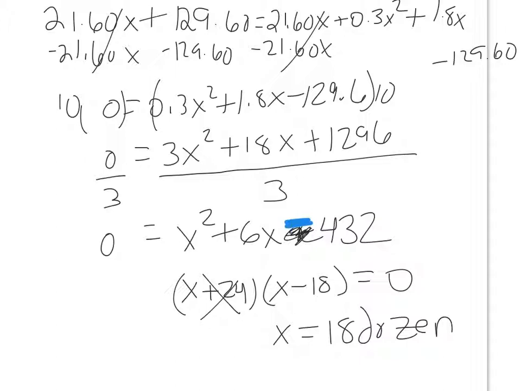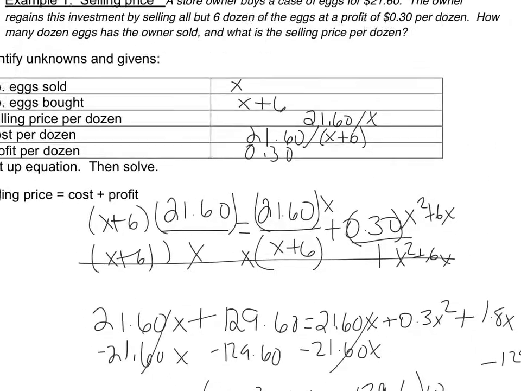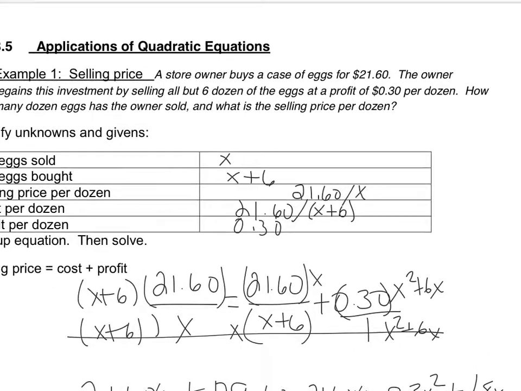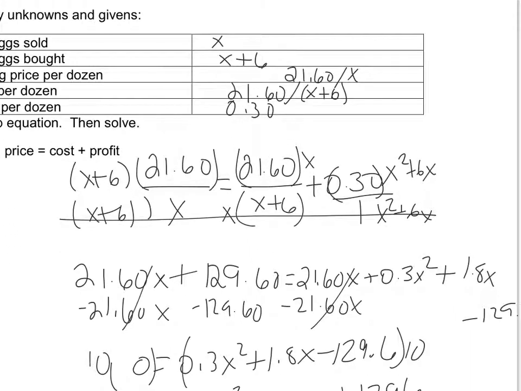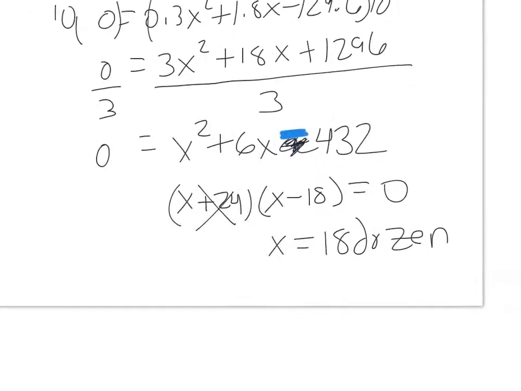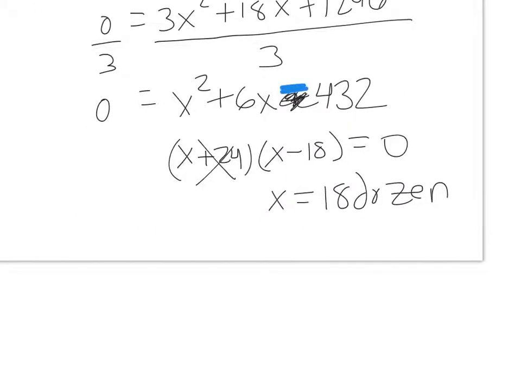Were they asking for anything else? Let's go back. It says how many dozen eggs were the owner sold, and what is the selling price per dozen? So there's the how many dozen were sold. So then if we end up selling them all, you have the 2160 that we made back plus all 24 dozen that you'd sell, because 18 plus 6 times the 30 cents.